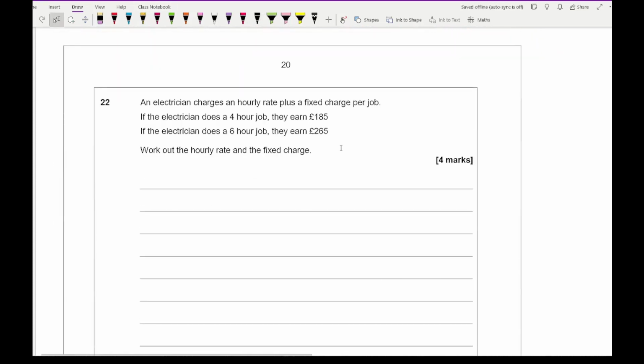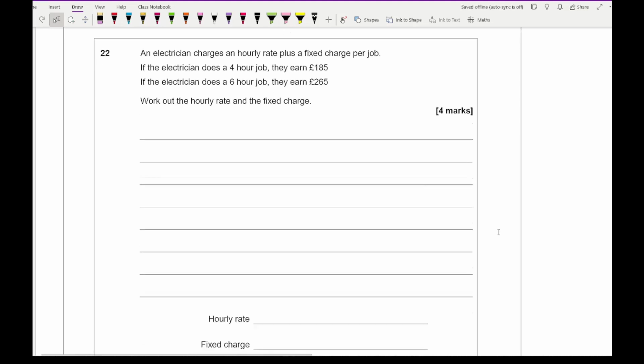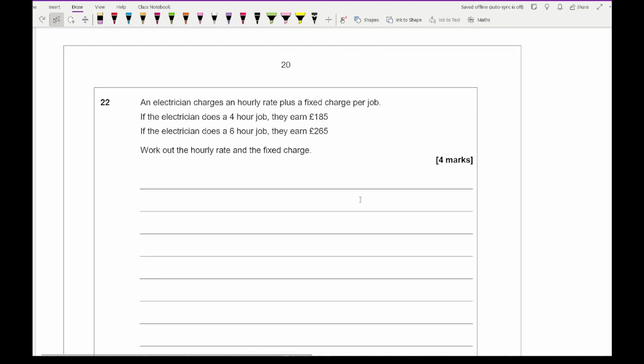Then moving on to question 22, it says an electrician charges an hourly rate plus a fixed charge per job. If an electrician does a 4-hour job, they earn 185, and if they do a 6-hour job, then they earn 265. So for this, what we need to do is write each of these statements using algebra. Now, because this one's big, I'm going to write that one first. So here I've got 6h plus the standing charge equals £265. Then if I take this statement here, I get 4 hours of work plus the standard charge equals £185.